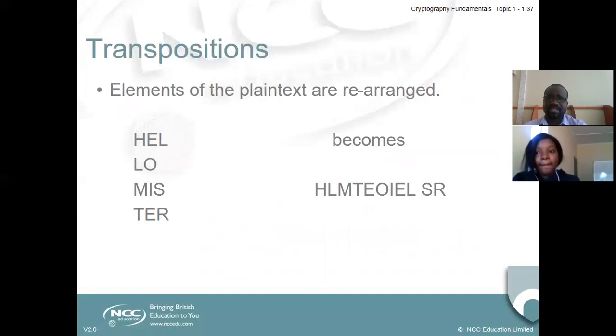Transpositions: elements of the plain text are rearranged. Instead of writing hello, you start with HEL, then LOMIS, then TER, which will become like that, as you can see. HLM. Okay, in short, HLMTEOIELSR, they are coming from the words hello, Mr., isn't it? The password is created. It's just up to you to put letters together.